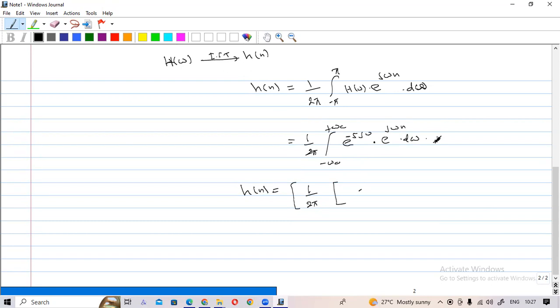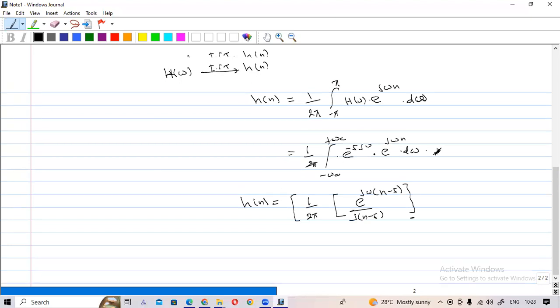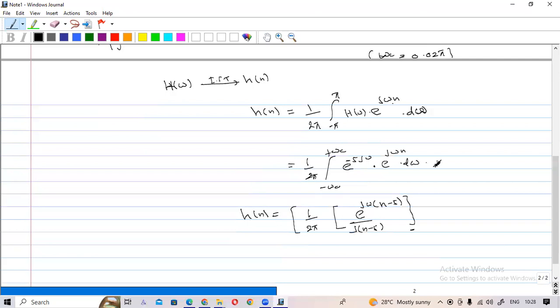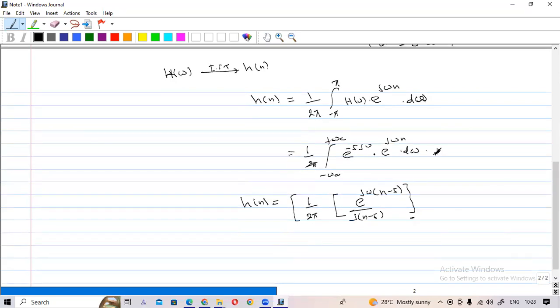So you can write this as e to the power j omega is common, then n minus 5. And you integrate this. The below also you will have j n minus 5, because you are going to integrate this with respect to omega. So this is the integration of this one, and your limits are from minus omega c to plus omega c, and you have evaluated at minus omega c and plus omega c, that is 0.025 and plus 0.025.